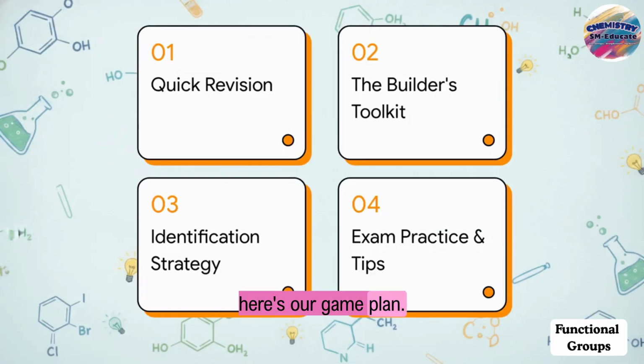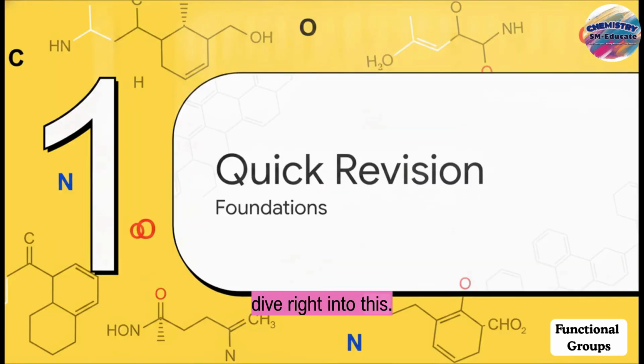So here's our game plan. We'll do a quick revision, then unpack the builder's toolkit, which has 6 main groups. After that, we'll go over a foolproof identification strategy, tackle some actual board exam practice MCQs, and finally wrap up with a summary and some exam tips. Okay, let's dive right into this.